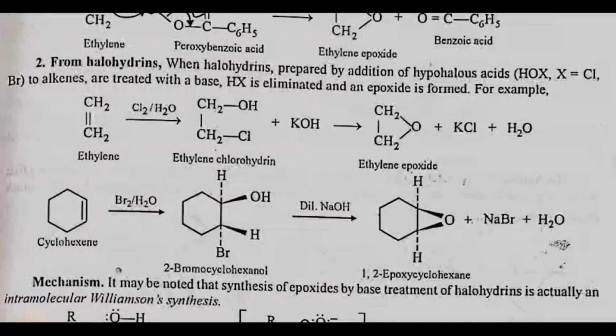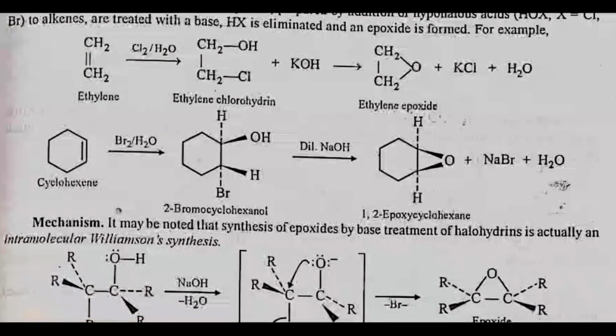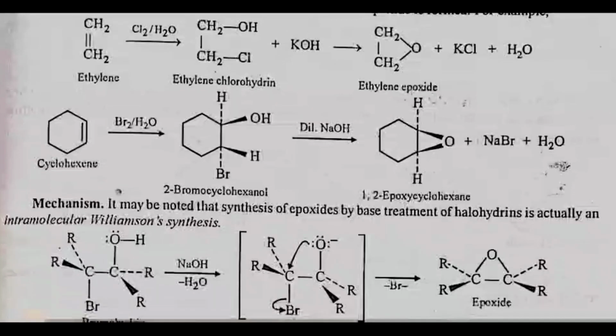2. From halohydrins. When halohydrins, prepared by addition of hypohalous acids to alkenes, are treated with a base, HX is eliminated and an epoxide is formed. For example, ethylene in presence of Cl2 and H2O gives ethylene chlorohydrin, plus KOH gives ethylene epoxide plus KCl plus H2O. Cyclohexene in presence of Br2 plus H2O gives 2-bromocyclohexanol. In presence of dilute NaOH it gives 1,2-epoxycyclohexane plus NaBr plus H2O.